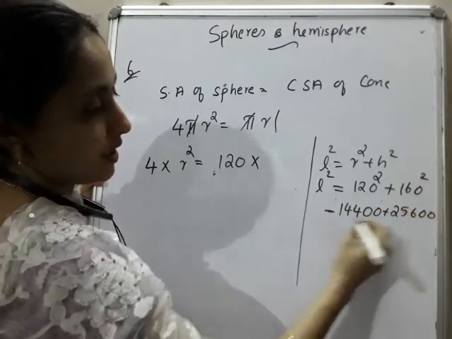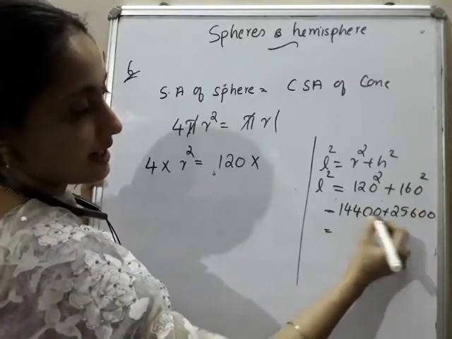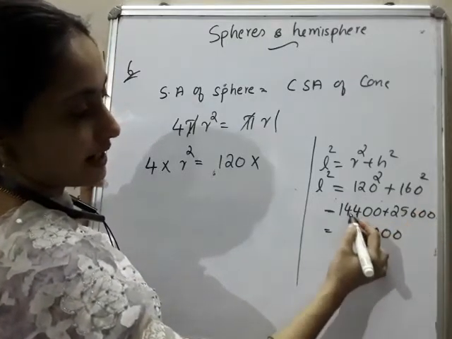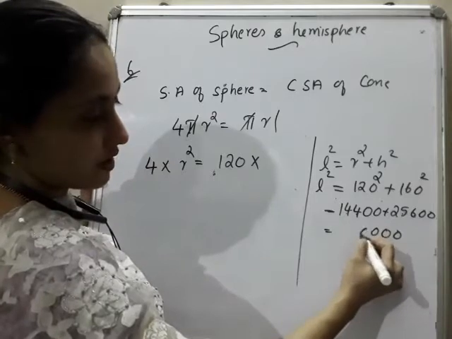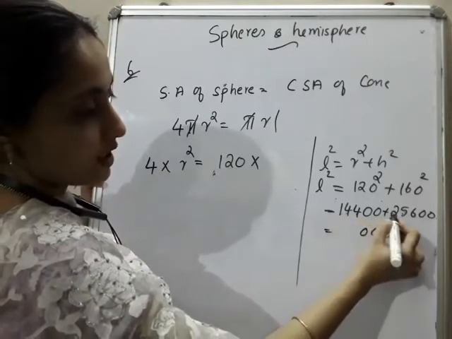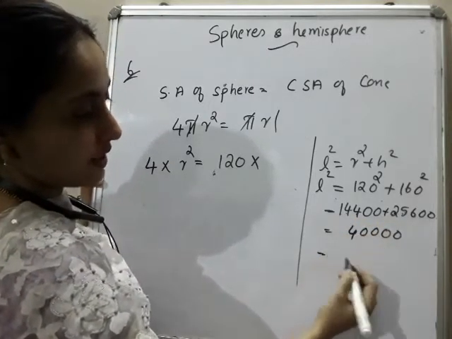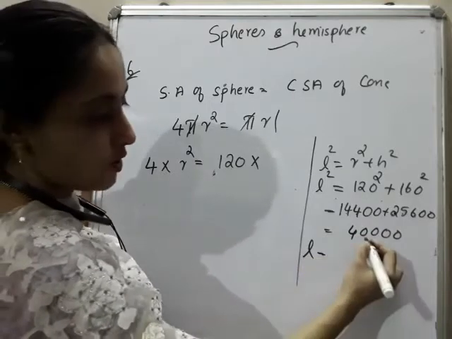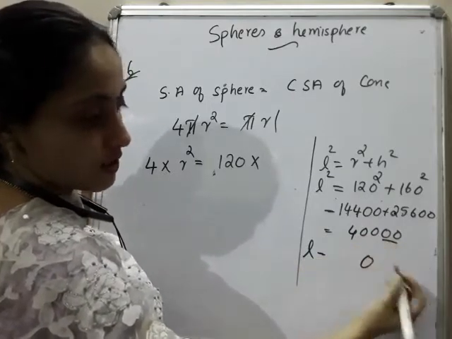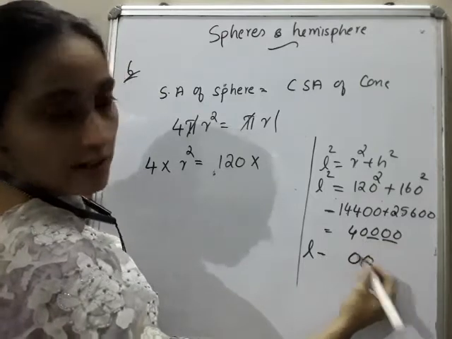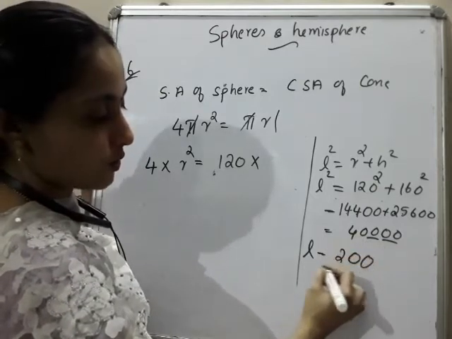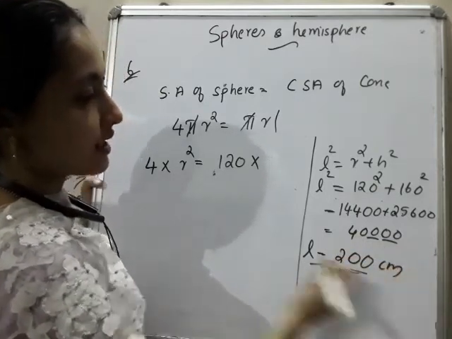256 double 0. Adding this 0 0, then 6 plus 4 is 10, 0 remainder 1, 4 plus 5 is 9 plus 1 remainder 1, then 1 2 3, then 4. Okay, so you have to find the square root. So 2010 you have to write, then again 2010 you have to write. Square root of 4 is what? 2. So the answer will be 200 centimeters.